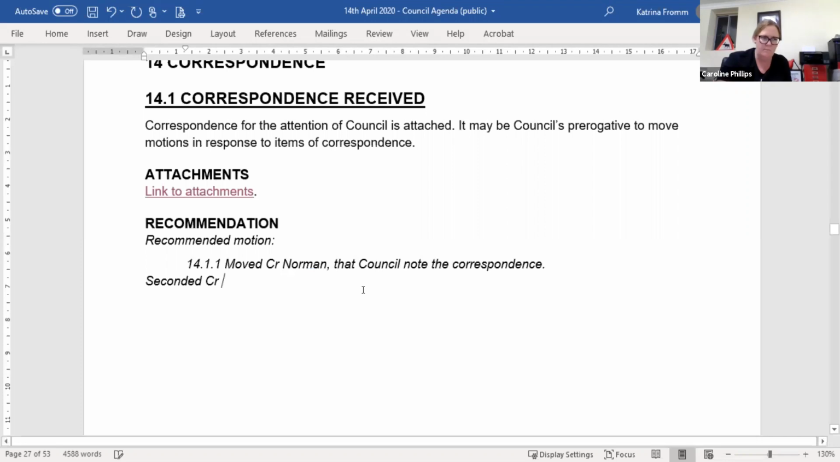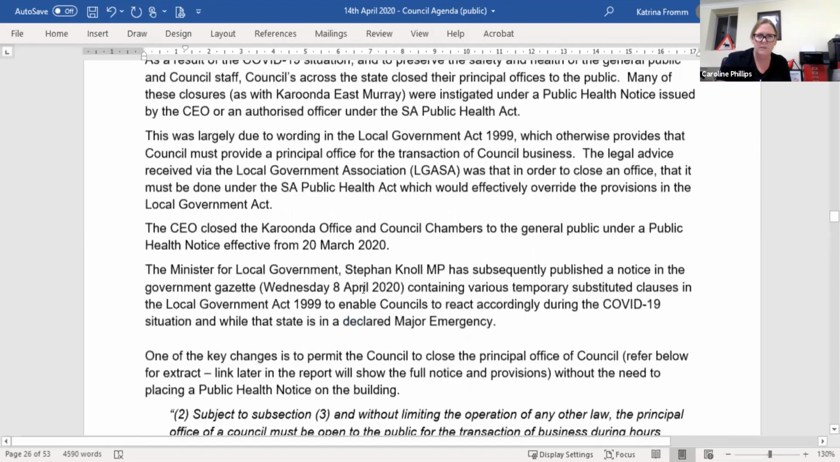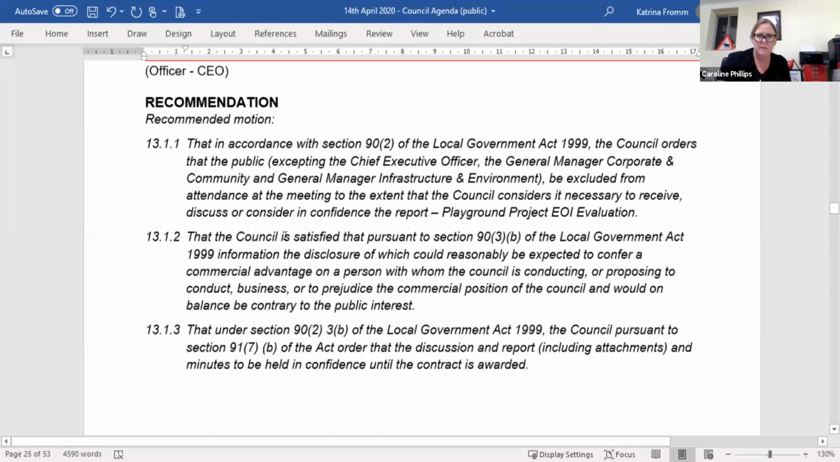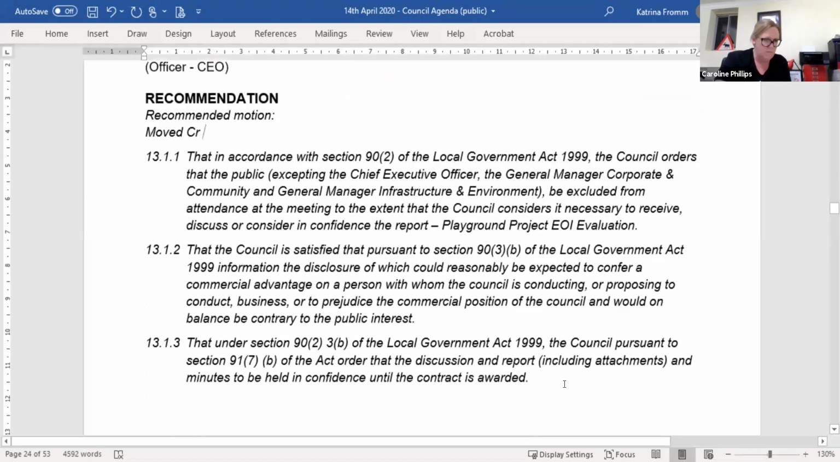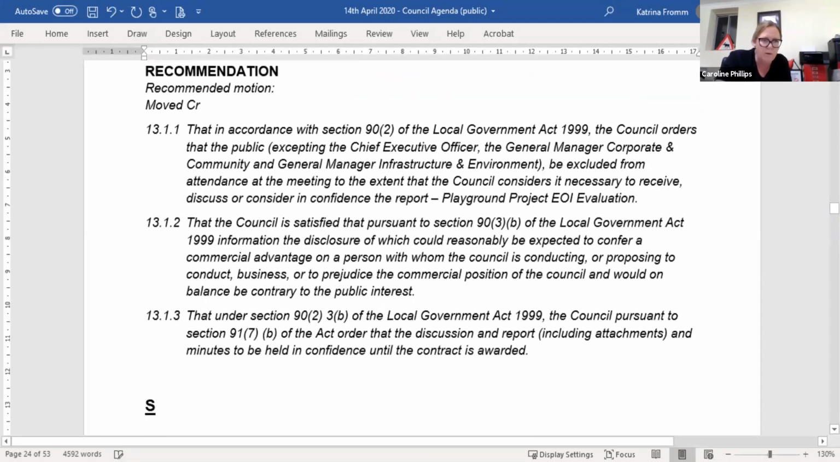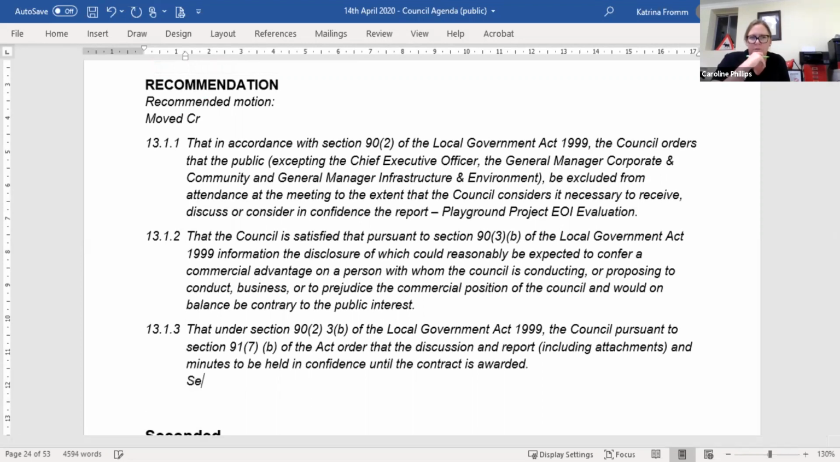We'll now move back to item 13, the confidential item. And now I'll need to ask someone to move a motion that we move into confidence. And here are the official motions that we need to move. Now I've lost my place as well. 13.1.1, 13.1.2 and 13.1.3. Anyone prepared to move all of those? Councillor Sparks, seconded by Councillor Burdett. All those in favour? That's carried.